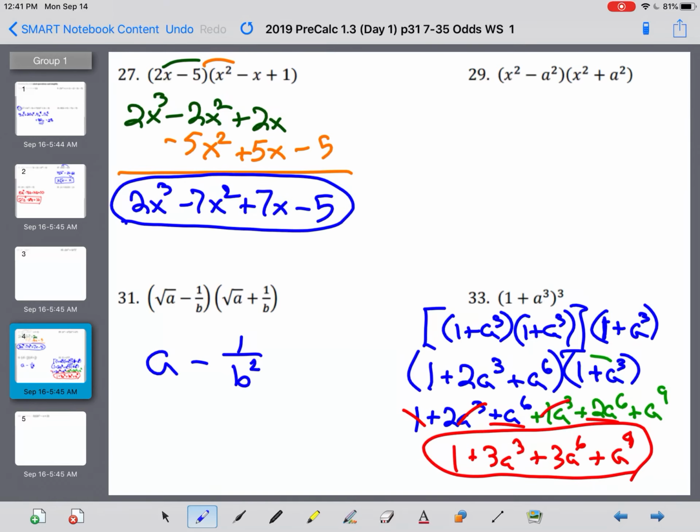Alrighty, that's 27. And the last one, I have conjugates here, so it's just FL. So I'm going to get x to the 4th minus a to the 4th. Again, FL is when we have conjugates. So first times first, last times last. So that's a quick way. If you do FOIL, then the O term and the I term cancel each other out.